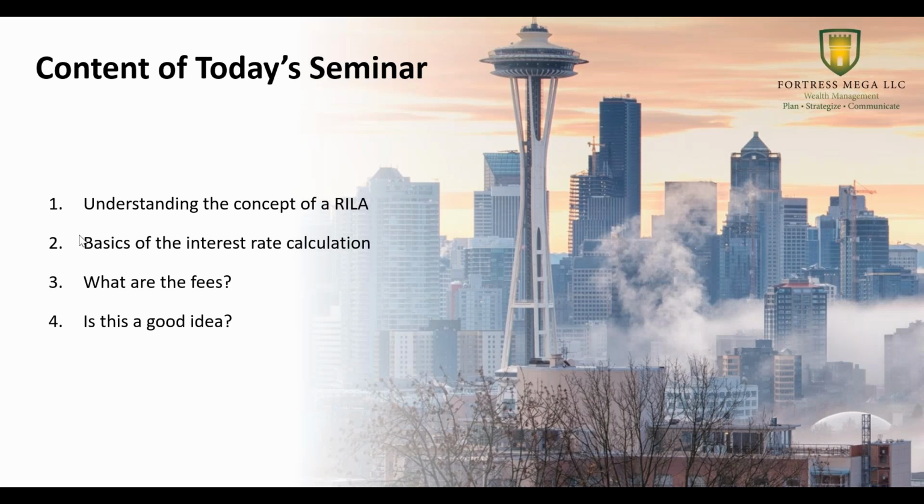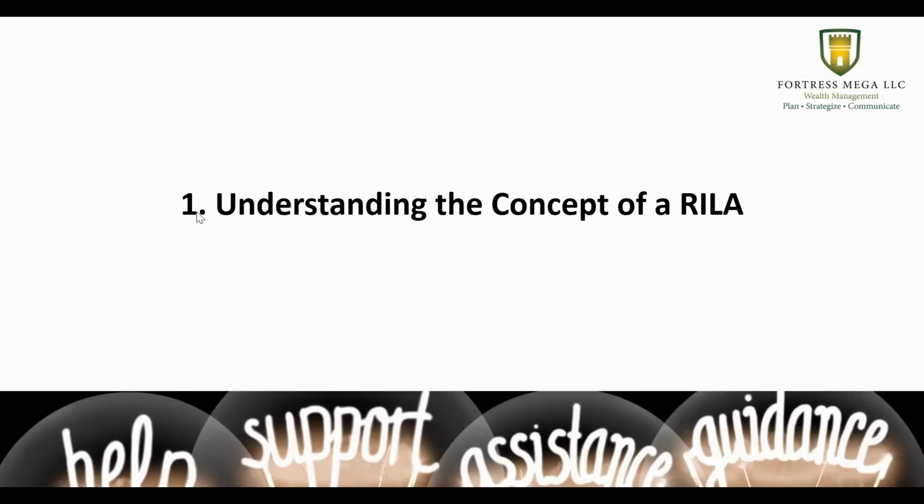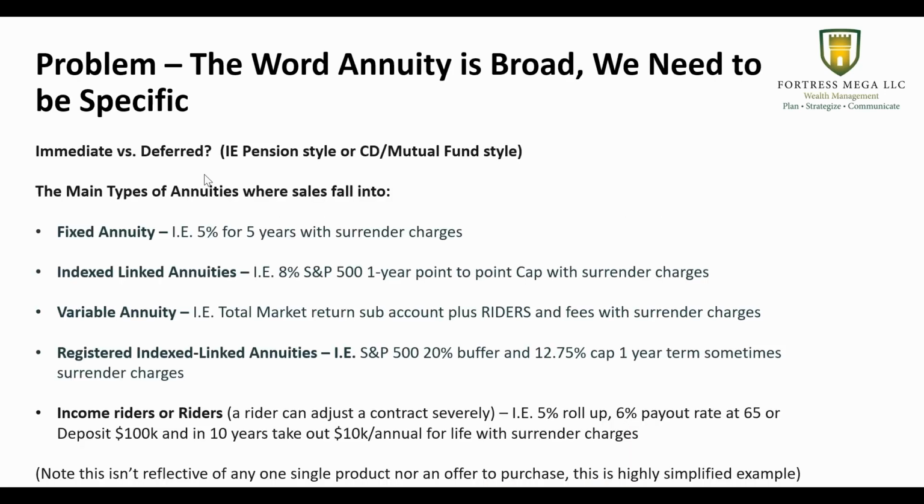So what we're going to talk about today is what is a RILA, or a registered index-linked annuity. I'm going to shorten that to RILA for the rest of this presentation. But what is this? Because this is the new kid on the block. Then we're going to talk about the basics of the interest rate calculation. Then we're going to talk about what the fees are. And then we'll close out with a discussion around, is this a good idea or not? So let's talk about the basic idea of understanding the RILA.